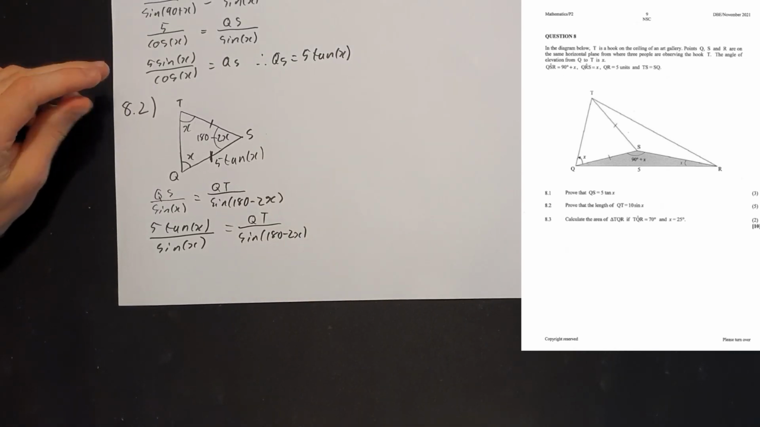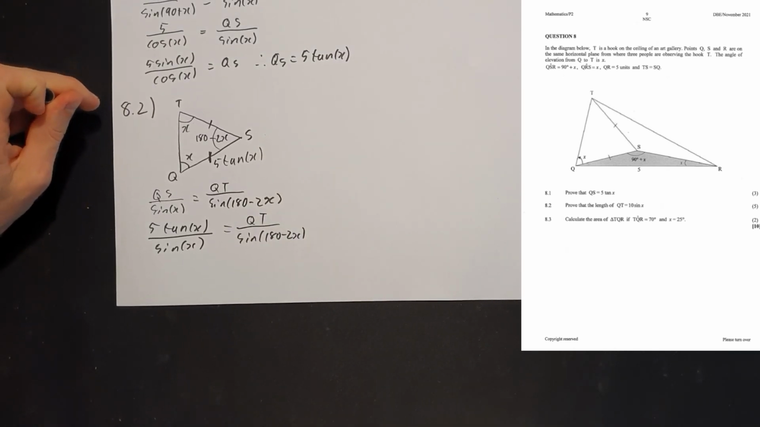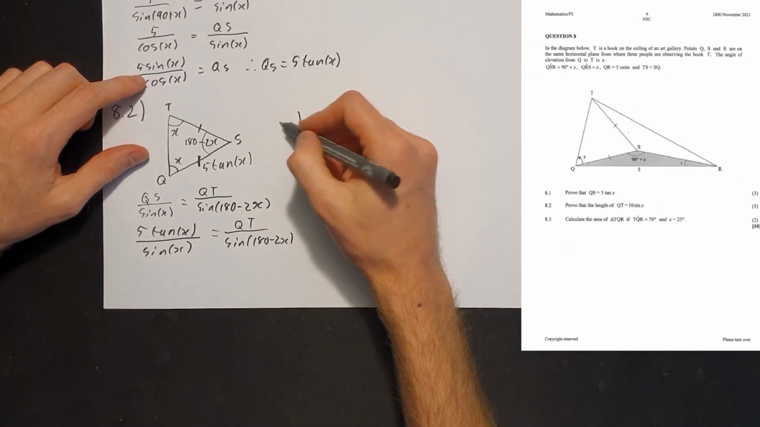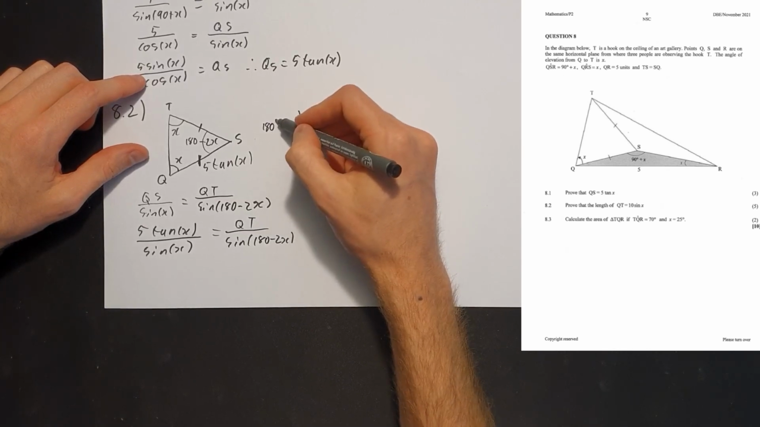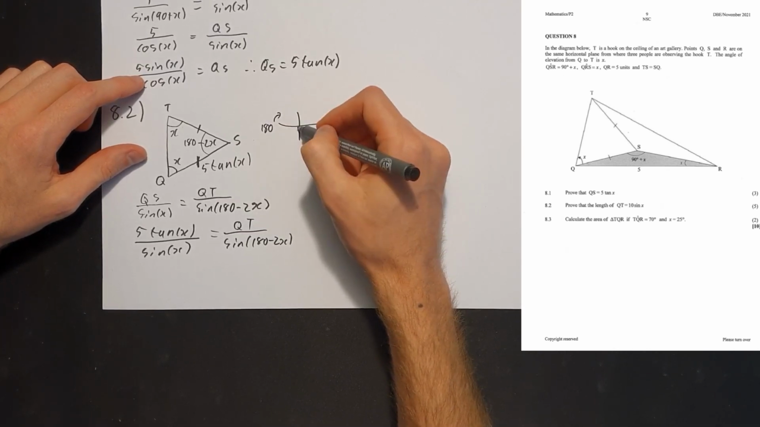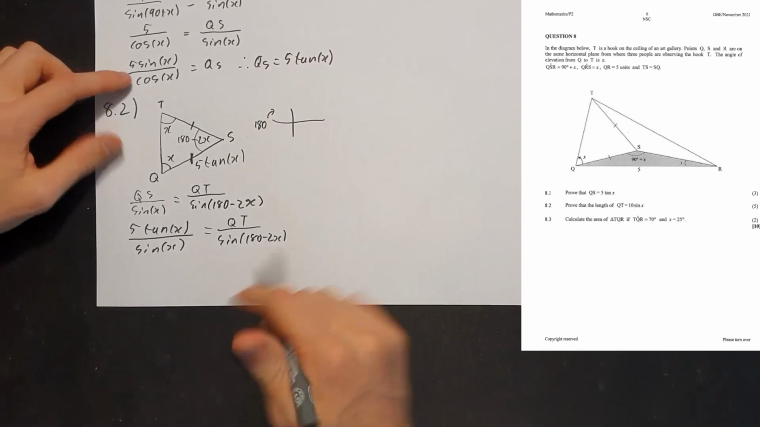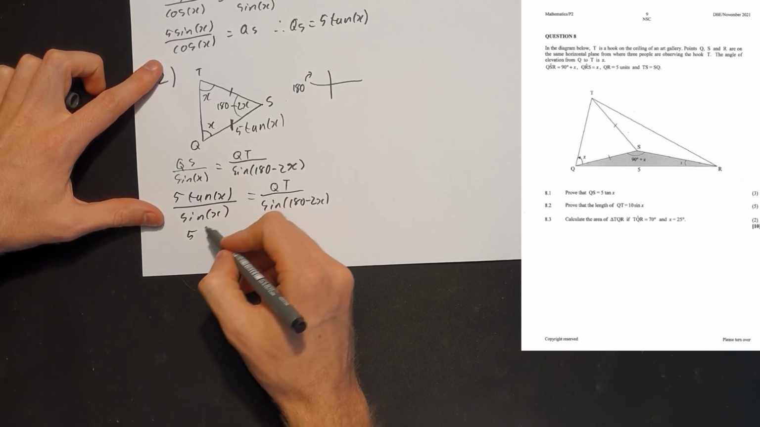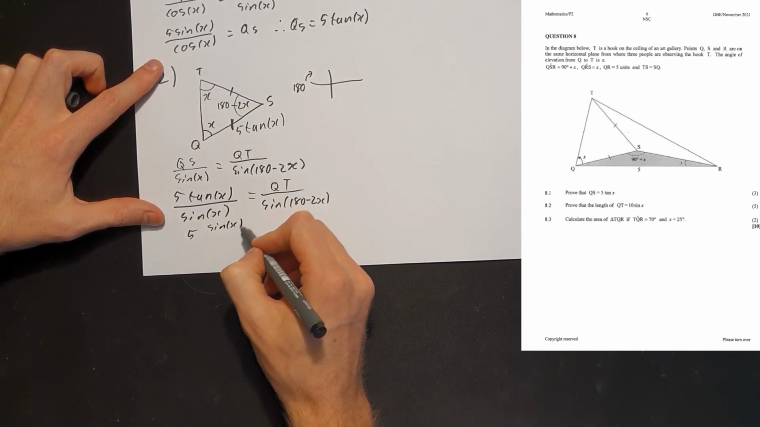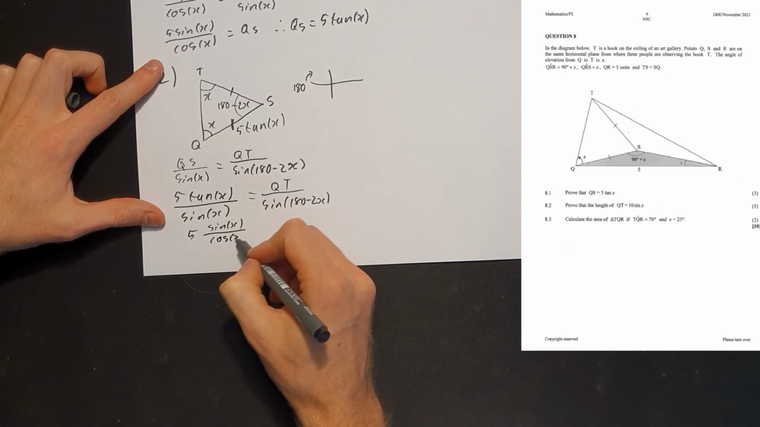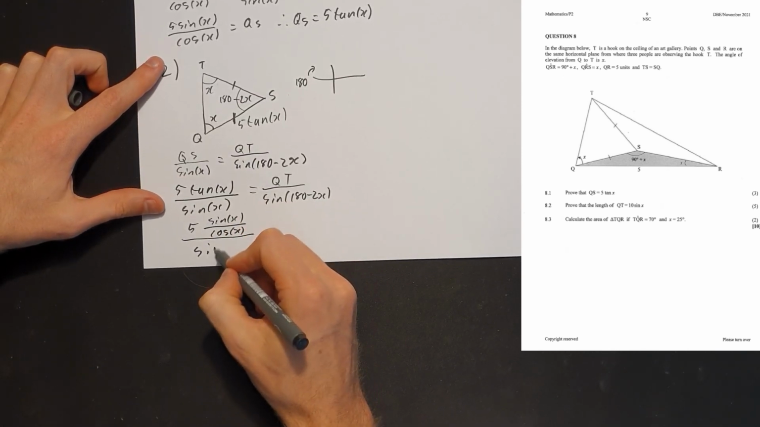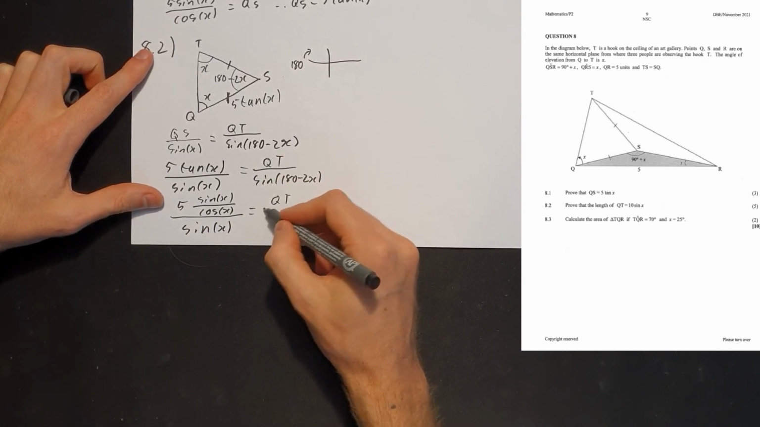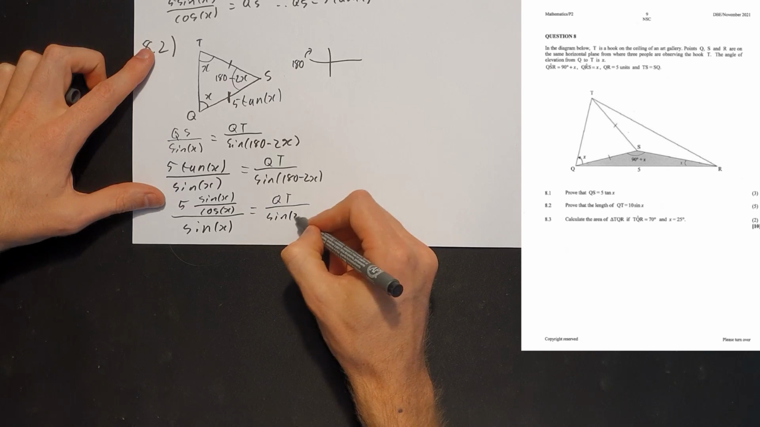Now let's have a look at our identities over here. If we have sine of 180 minus 2x, if you look at your CAST diagram, here's 180 minus 2x, we're still going to be in this region over here, so we're just left with sine of 2x. So we're then going to have 5, I'm just going to write this out, sine of X over cos of X all over sine of X again, and that equals QT all over sine of 2x.